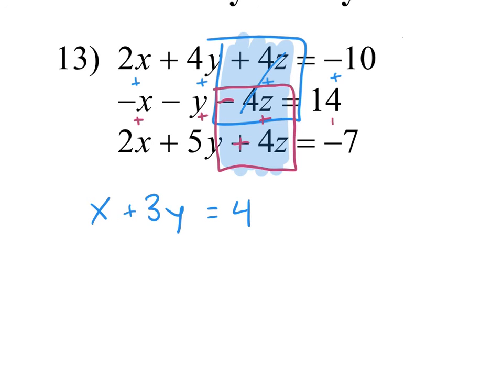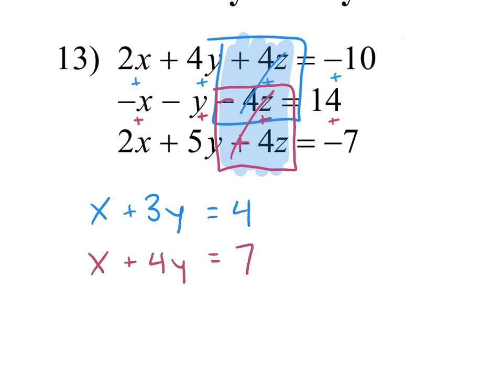So what is negative x plus 2x? Positive x. What's negative y plus 5y? Positive 4y. Perfect. What happens to the z's? Cancels out. And then what's 14 minus 7? 7. Awesome.